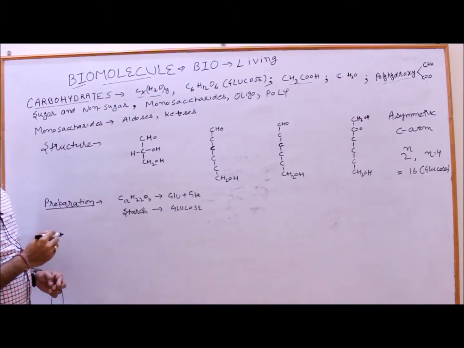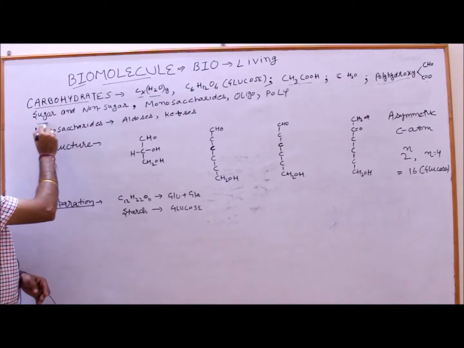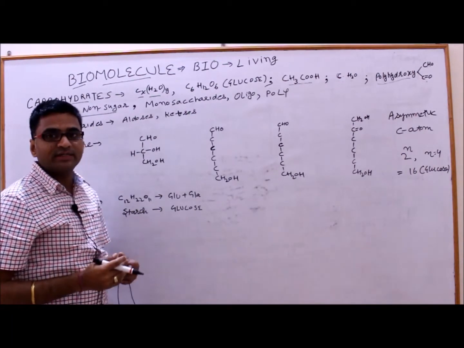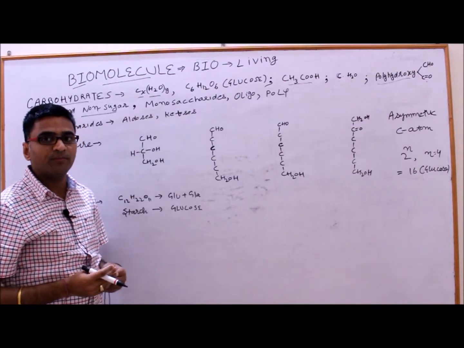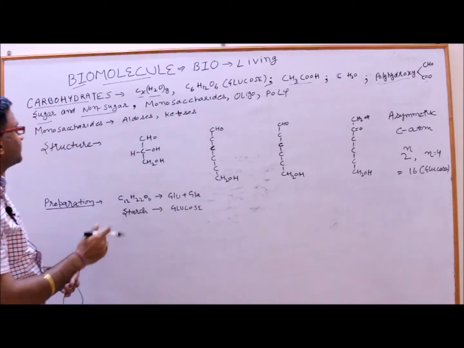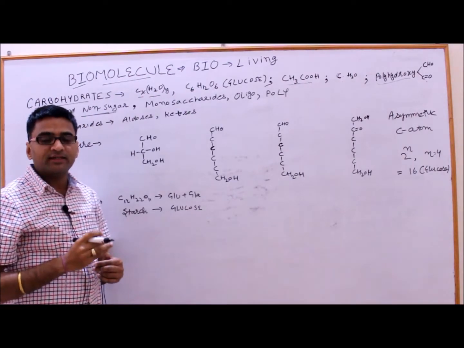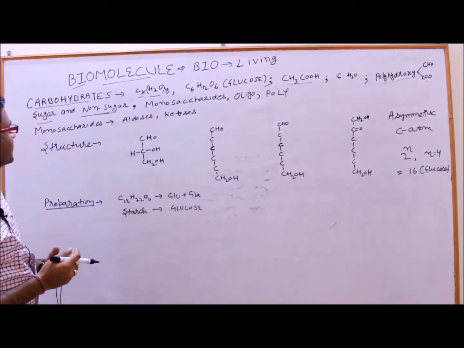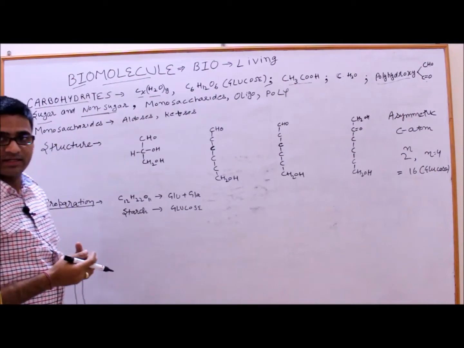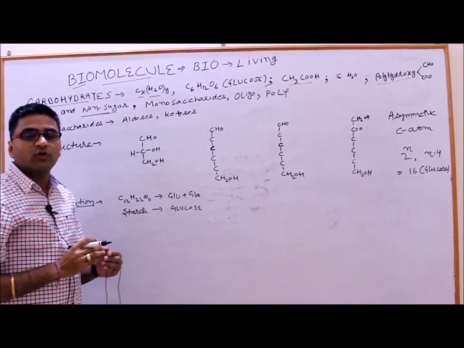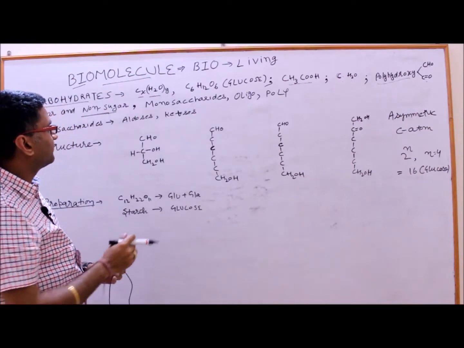Next we have the classification of carbohydrates. First is sugar and non-sugar. Sugars are those which are sweet in taste and crystalline in form, for example glucose, fructose. Non-sugars are amorphous in nature, they don't have a sweet taste and they don't crystallize. Those are called non-sugars, for example cellulose and starch.